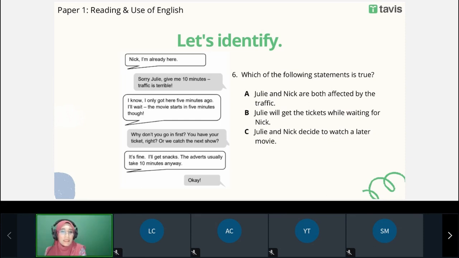So which of the following statements is true? Okay, let's try and identify number one. A, Julie and Nick are both affected by the traffic. Are they both affected by the traffic? Okay, let's try and find out together later. Here, just highlight the keywords first. Julie and Nick are both affected by the traffic. Next, for B, Julie will get tickets while waiting for Nick. And C, Julie and Nick decide to watch a later movie.